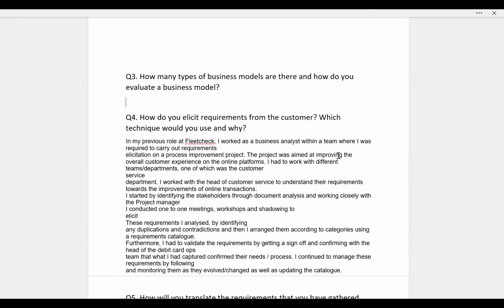So first, how do you gather requirements? Before gathering the requirements, you first try to understand and finalize the scope. You create a project scope document. You take a sign off from the customer. Then you identify the stakeholders, and then you go to requirement gathering with that scope.